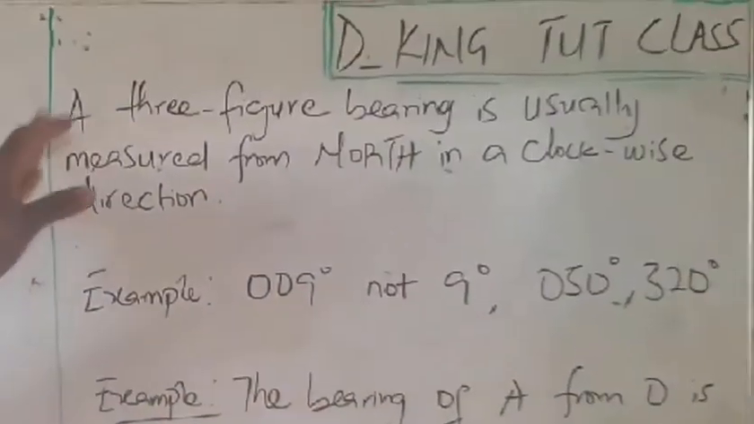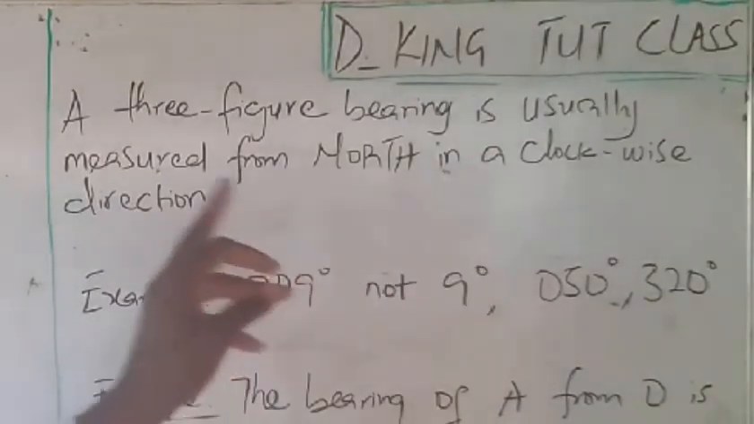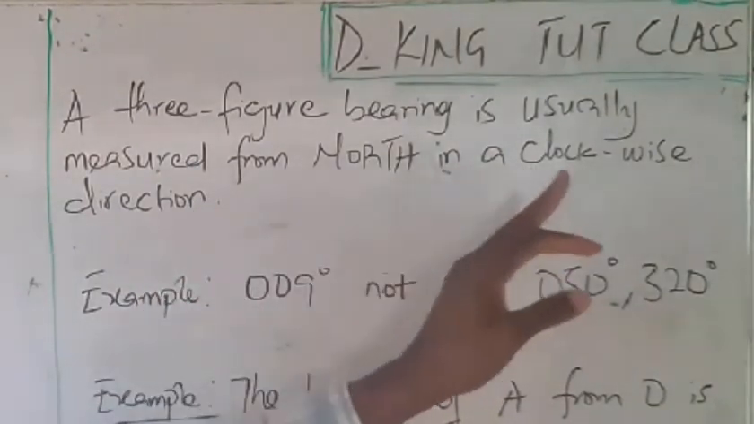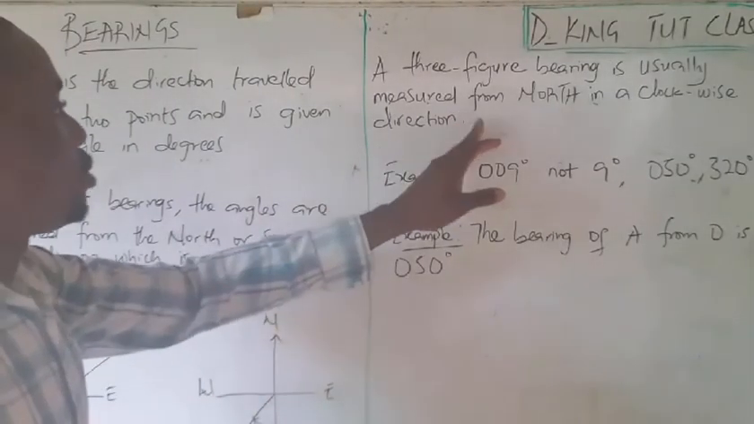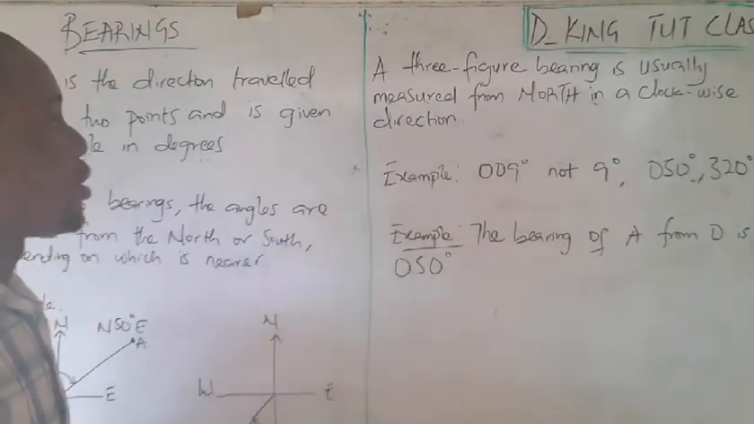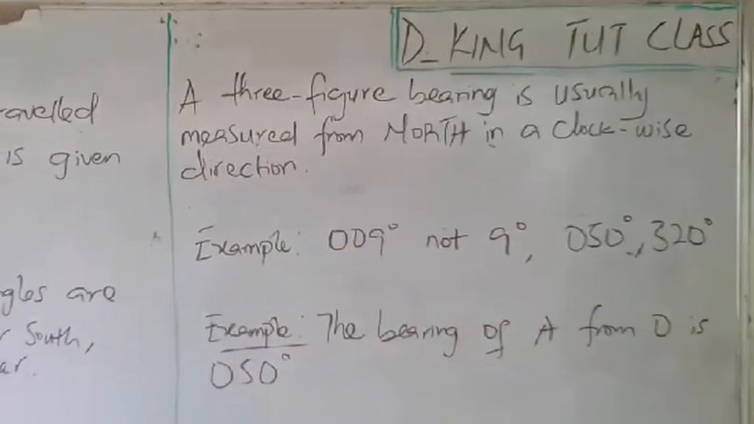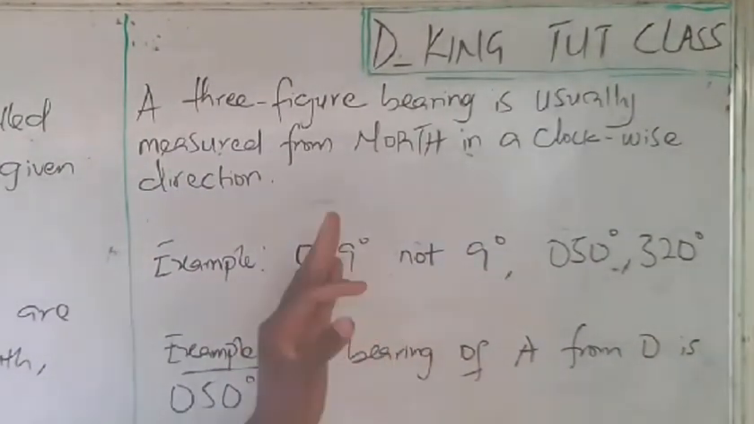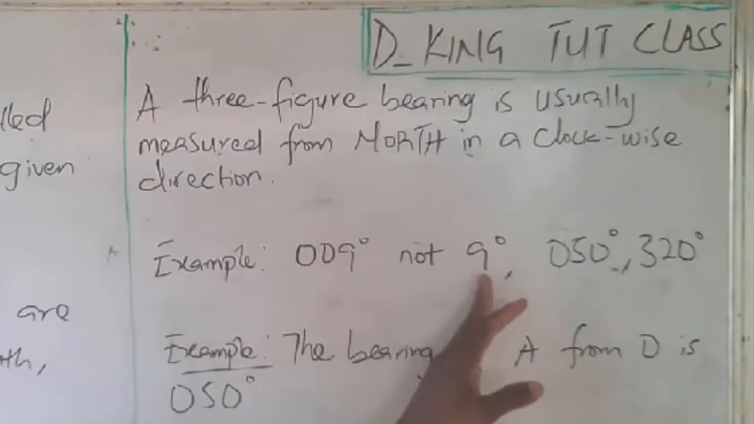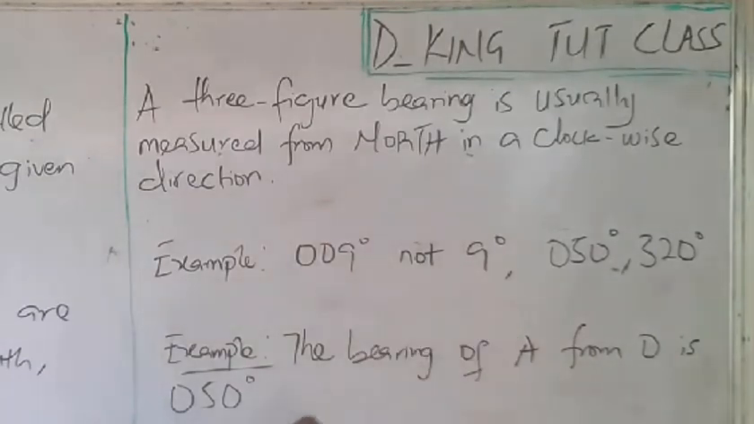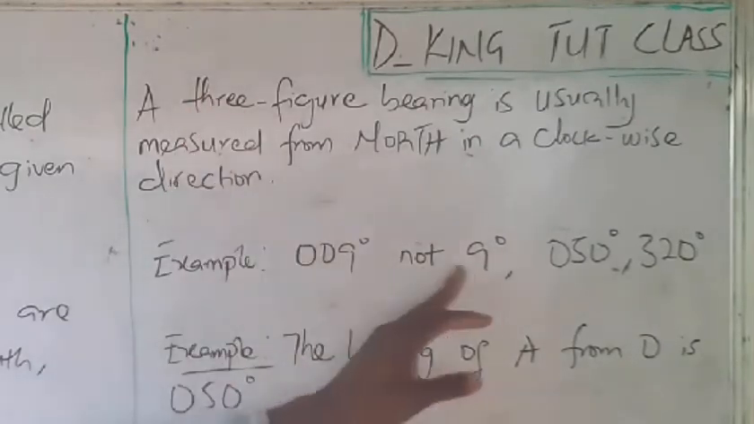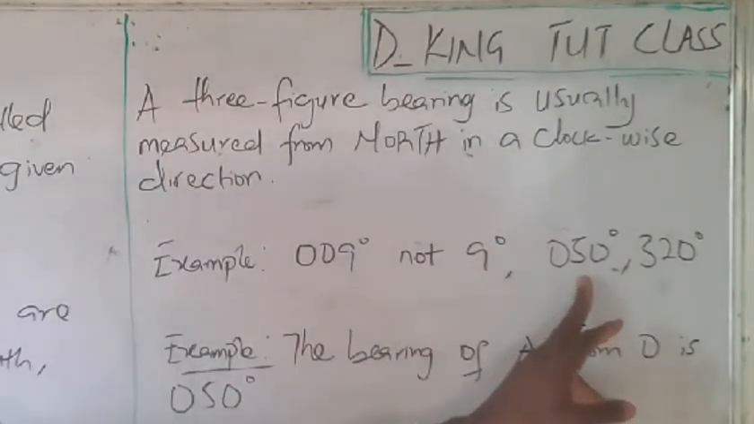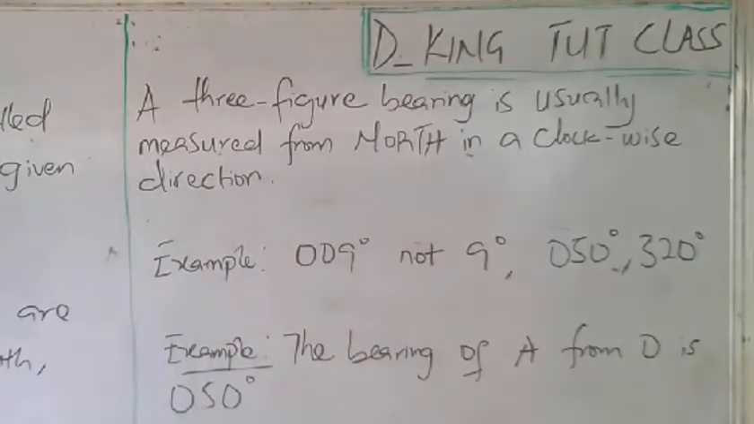Now, three-figure bearing is measured from north in a clockwise direction. Three-figure bearing is different from compass bearing. For example, 009 degrees is how we represent it in three-figure bearing, not 9 degrees. We have 050 degrees and we have 320 degrees, which are not written as 50 degrees in that case.